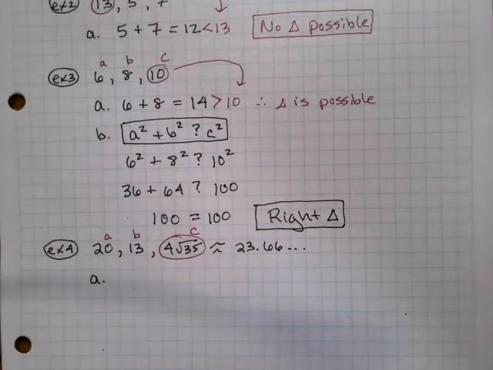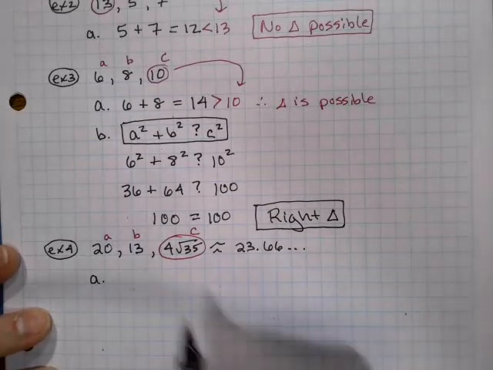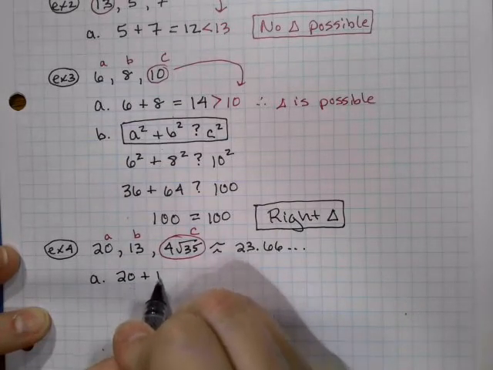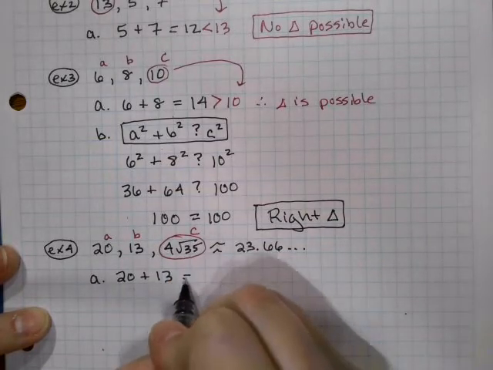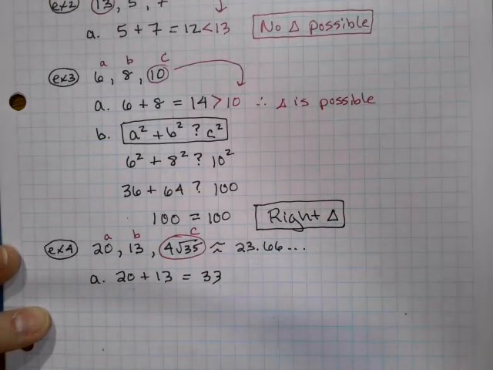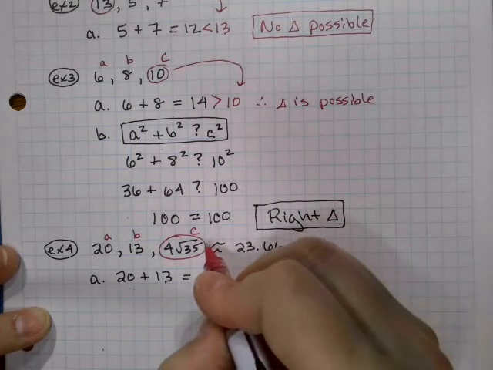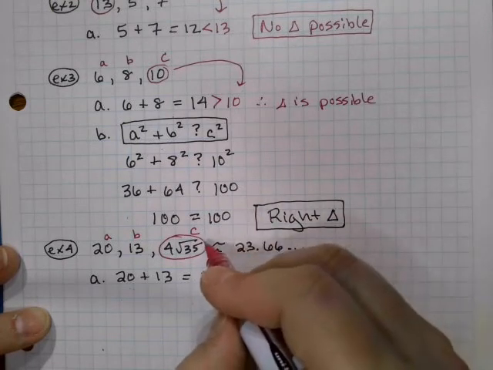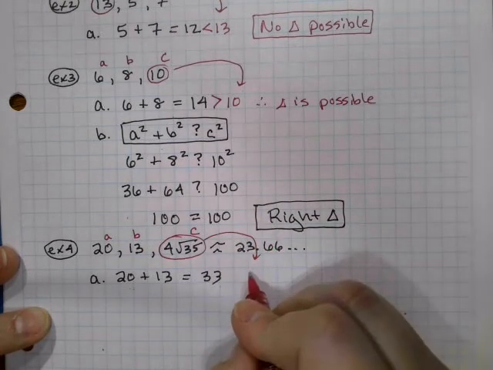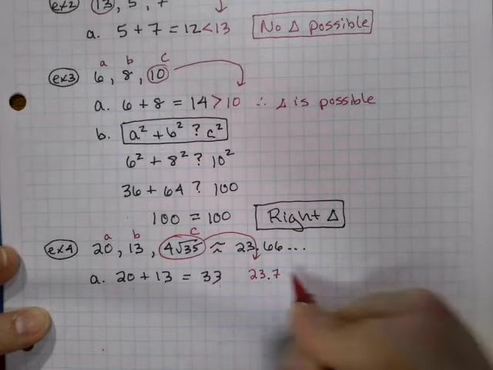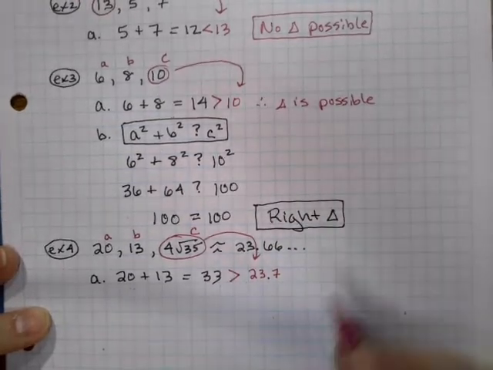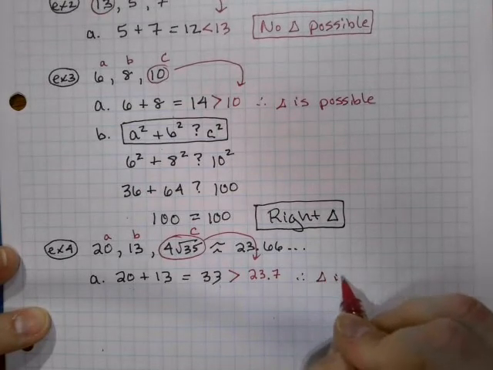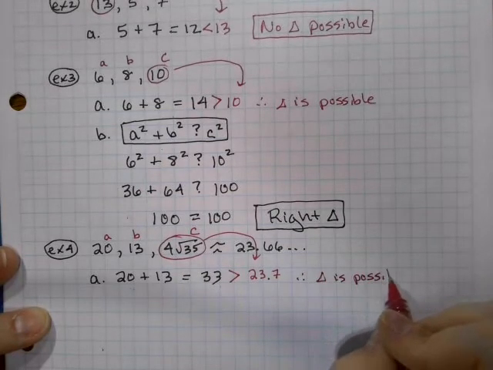So first thing we need to do is determine if a triangle is possible. So we add the smallest two sides, 20 plus 13. That gives us 33. And then we compare it to our C value, which is approximately 23.7. Well, 33 is greater than 23.7, so we know a triangle is possible.